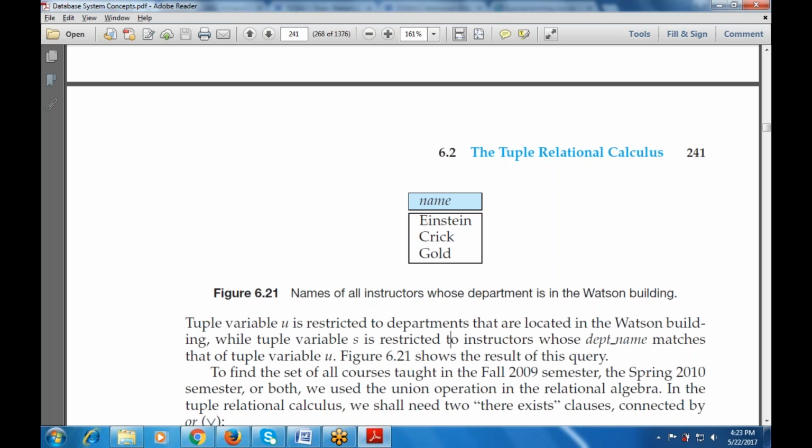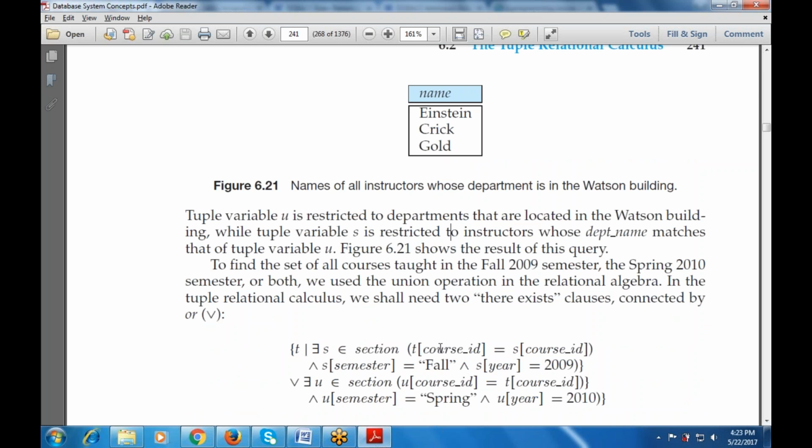To find the set of all the courses taught in the fall 2009 semester, the spring 2010 semester, or both, you use the union operation in relational algebra. In the tuple relational calculus, we shall need two there exists clauses connected by the V. There exists a section where course ID equals the section's course ID, and semester equals fall, year equals 2009, or section course ID equals, semester equals spring, and the year equals 2010. OR is denoted by the V and AND is denoted by the reverse V.